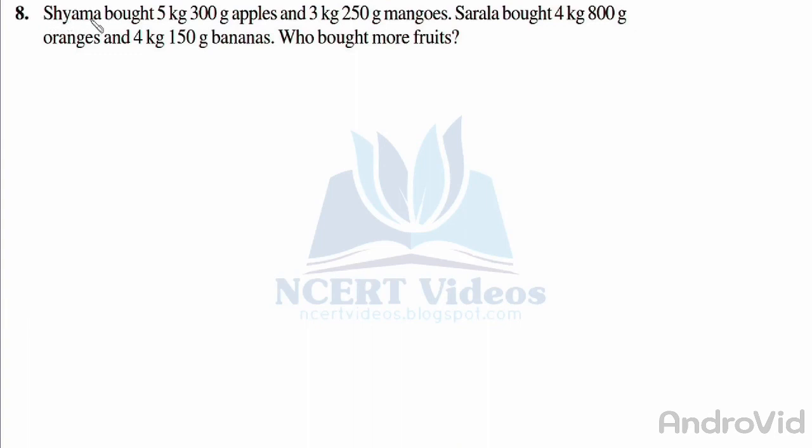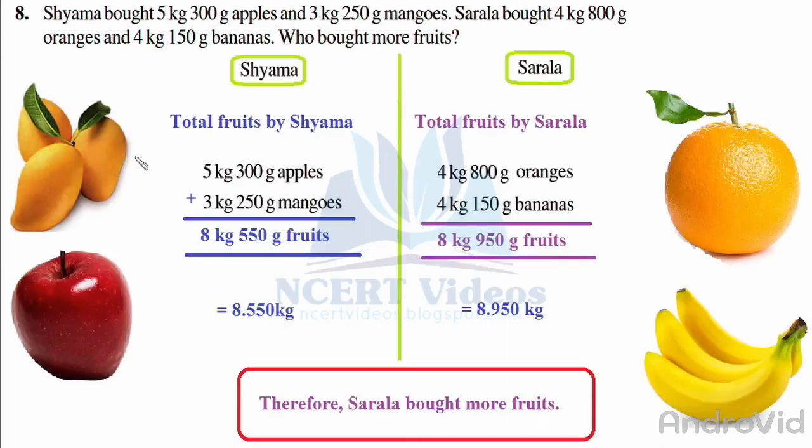8th, Shama bought 5 kg 300 grams apples and 3 kg 250 grams mangoes. Sarla bought 4 kg 800 grams oranges and 4 kg 150 grams bananas. Who bought more fruits? So Shama bought mangoes and apples: apples 5 kg 300 gram, mangoes 3 kg 250 gram, and Sarla oranges 4 kg 800 gram and bananas 4 kg 150 gram. So these are fruits. We have written fruits and you add them.